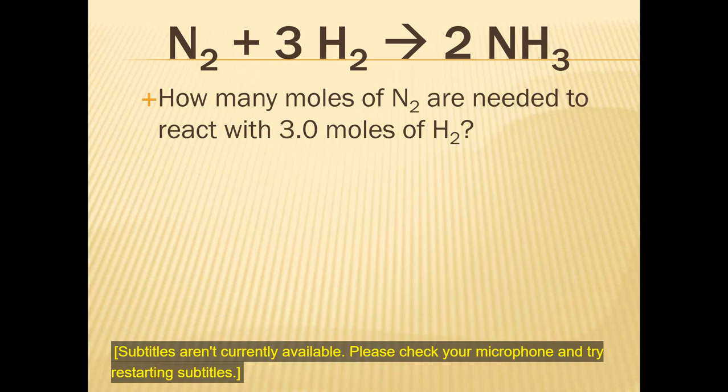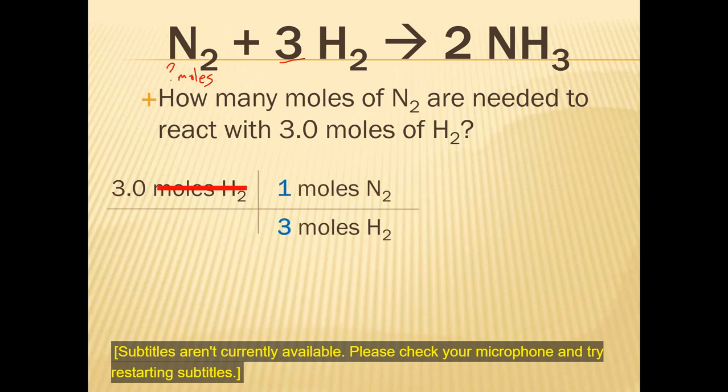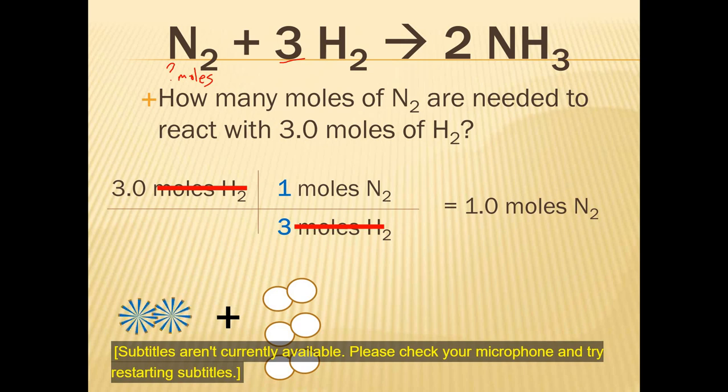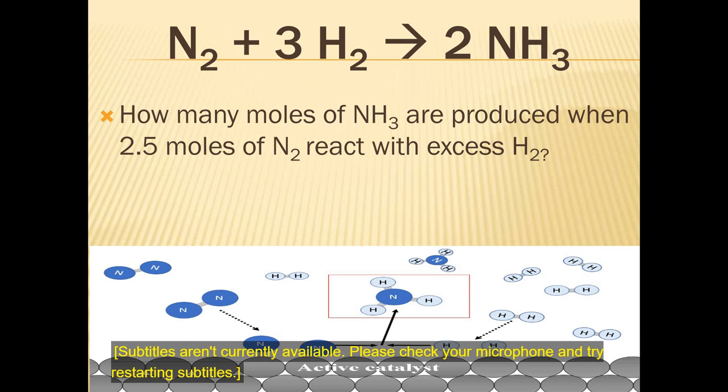Okay, so how many moles of nitrogen, this time we're looking for this, are needed to react with 3 moles of hydrogen? Should be able to do this quickly. 1. Right? We can go through and we can set it up, 3 moles, 1 mole, 3 moles cancels, and we get 1 mole. So we can also look at it visually. I have 2 moles, 3 moles, I'm going to get 2 moles of ammonia.